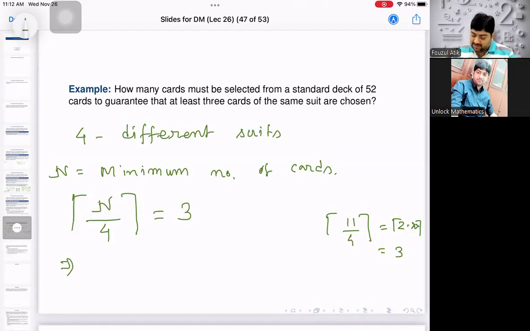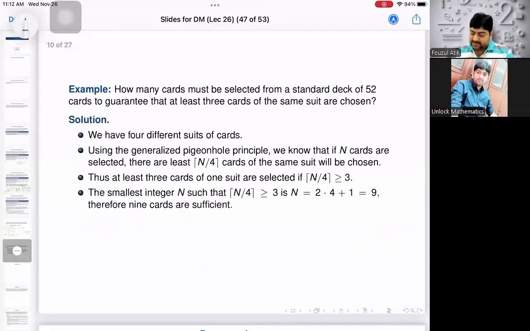But how can you think? You can think that the minimum number n is such that 4 into 3 was 12, but it is not the minimum. 4 into 2 is 8. It is giving 8, but one more than that will give you the answer. So it is 4 into 2 plus 1. So the minimum number of cards required is 9. I hope this is clear. So this is how the generalized pigeonhole principle works. Clear? Okay. This is what we have discussed, and the answer is 9 for this problem.